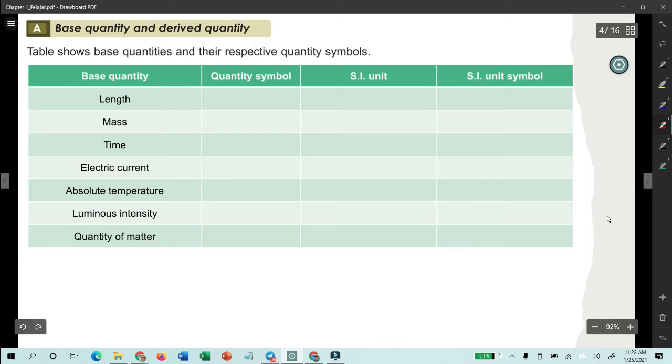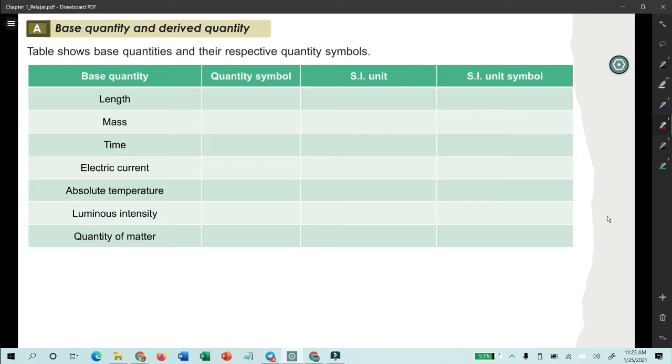Now, base quantities. Let's look at base quantities first. In your syllabus, you're going to study 7 base quantities. The first one is length. The second one is mass. Then we have time, electric current, absolute temperature, luminous intensity, which is related to light, and then quantity of matter.